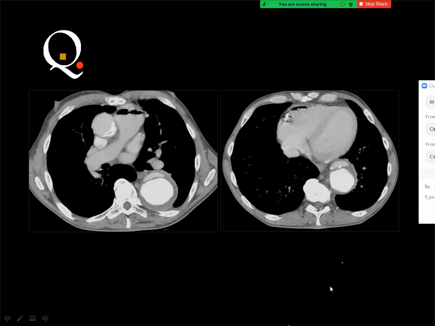Okay, what do you think of this? The section, yes, this is the section, and it is a dissecting aortic aneurysm. And no, this is not pneumopericardium.